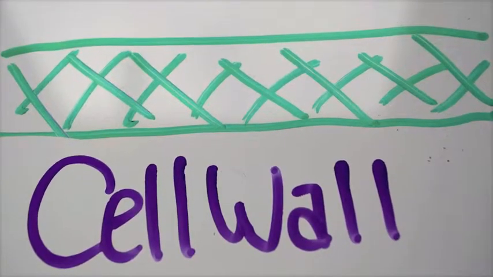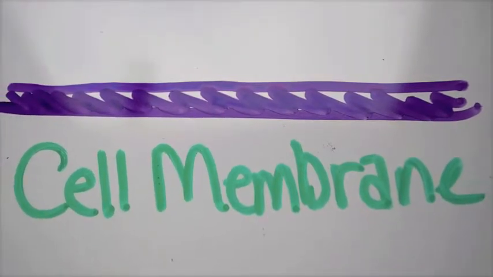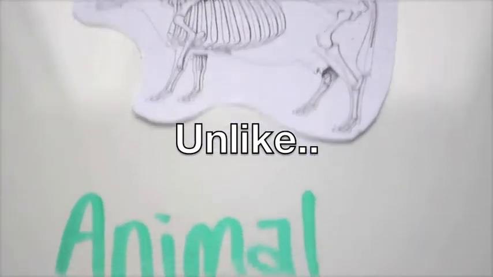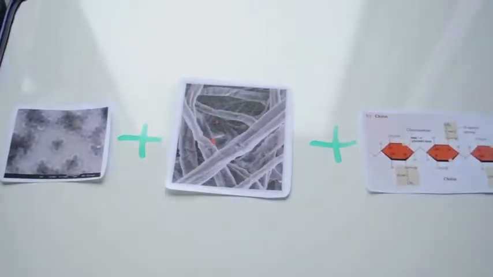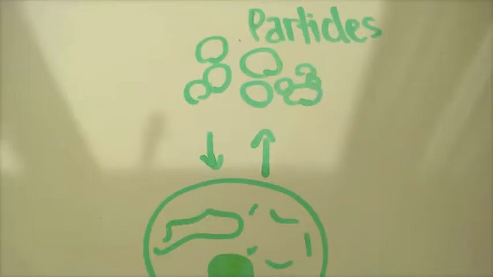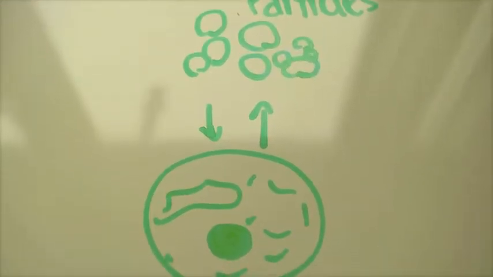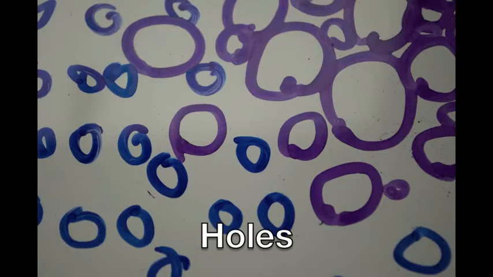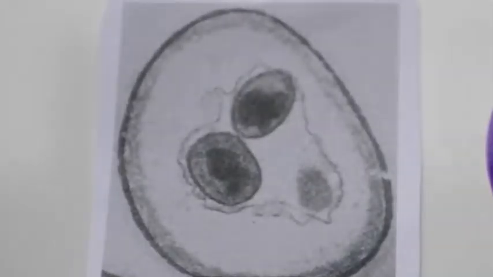The cell wall is a lot thicker than the cell membrane. Plants don't have skeletons, so it's up to the cell wall to hold them in shape. The cell wall is made out of proteins and cellulose or chitin, types of carbohydrates. Unlike the cell membrane, it doesn't control the flow of the particles that move in and out of the cell. There are holes in the cell wall that allow water to enter and leave the cell.